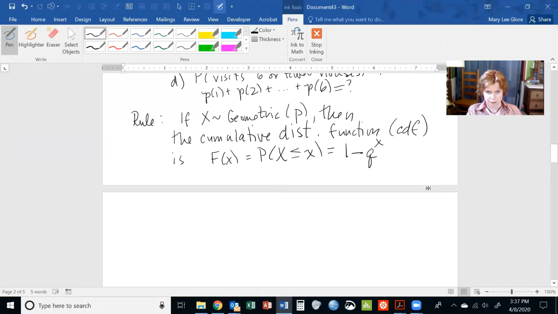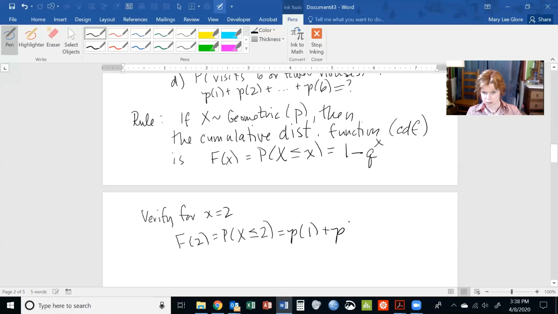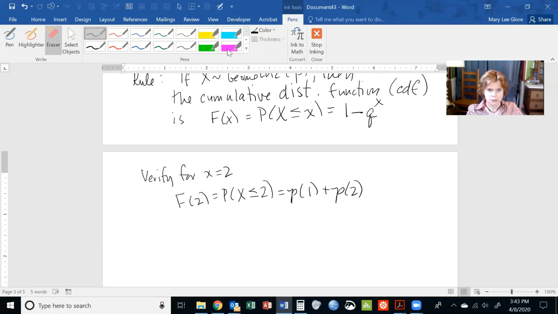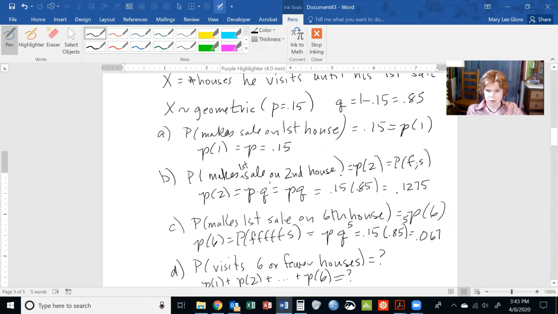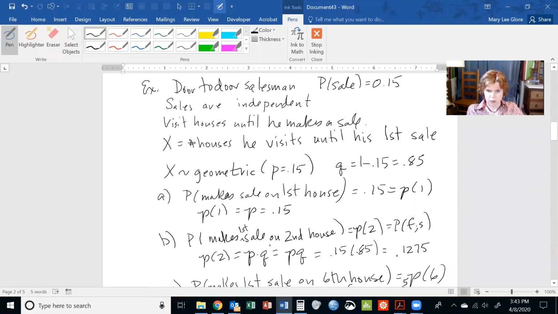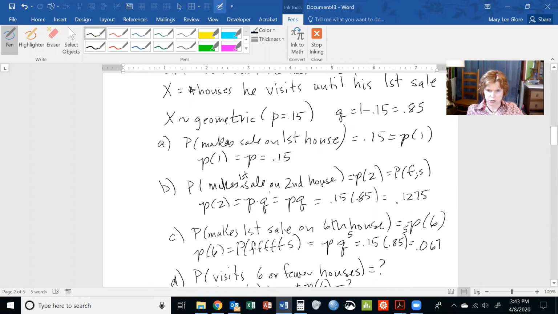Just to verify it, let's verify it for X equals 2. F of 2 is the probability that our first sale is on the first or second house. So that's P of 1, which is 0.15, plus P of 2, which is 0.1275.